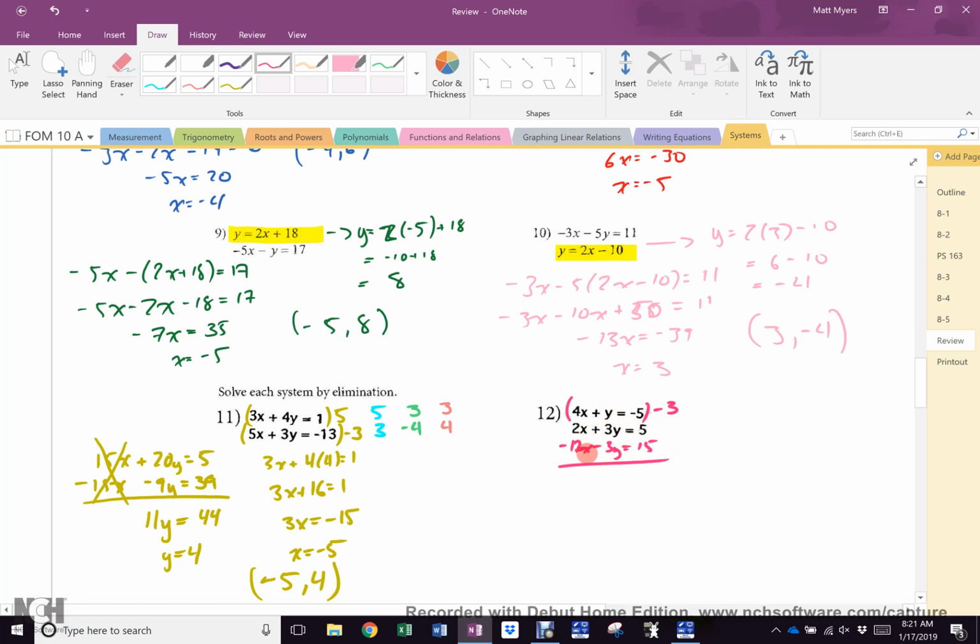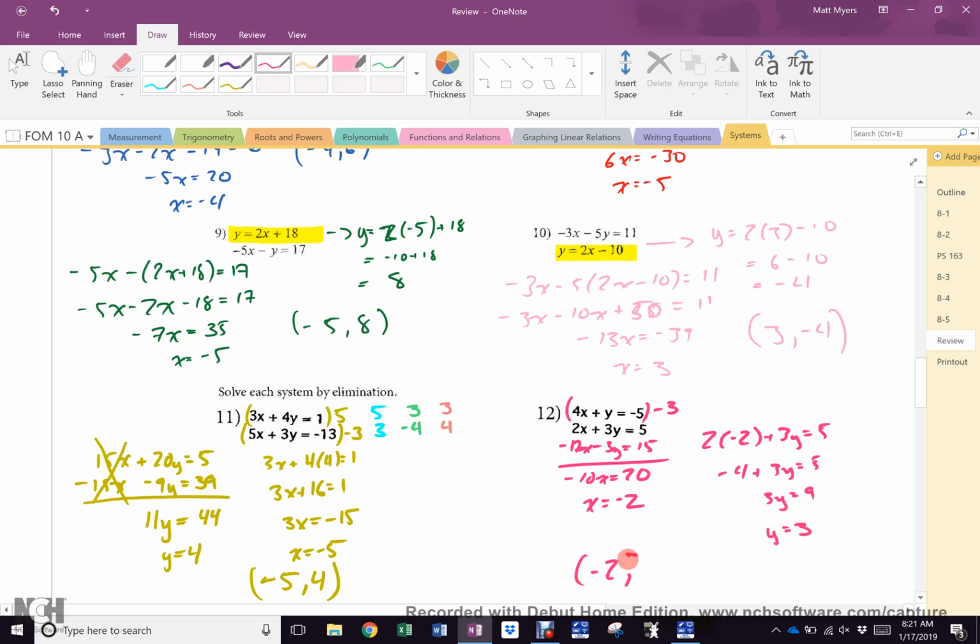That is going to be negative 10x equals 20. X is going to equal negative 2. 2 times negative 2 plus 3y equals 5. Negative 4 plus 3y equals 5. 3y equals 9. Y equals 3.